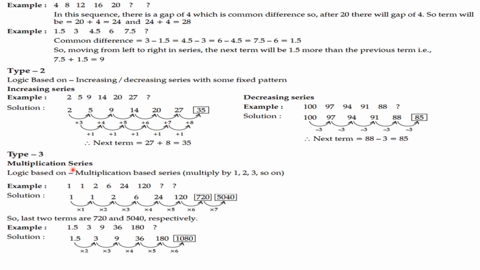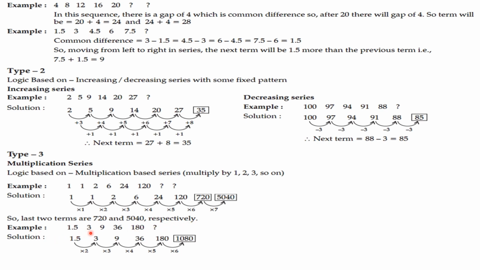Type 3: multiplication series. Logic based on multiplication, multiplying by 1, 2, 3, and so on. Example: 1, 1, 2, 6, 24, 120. The next is: times 1, times 2, times 3, times 4, times 5, times 6. The next multiplier is 7, so 720 into 7 is equal to 5040. The last two terms are 720 and 5040 respectively.